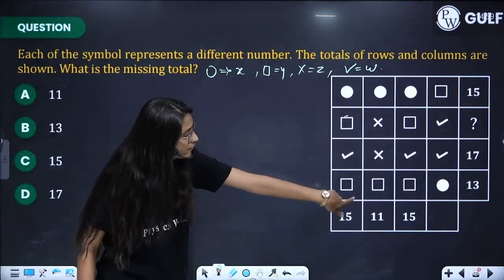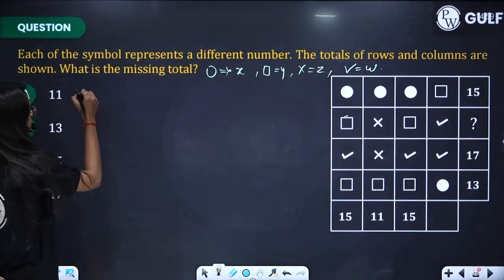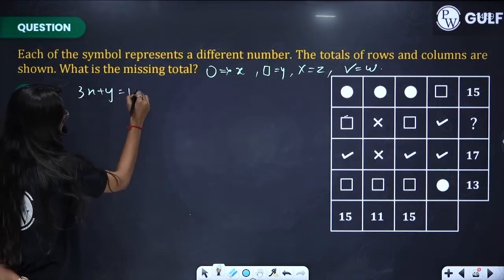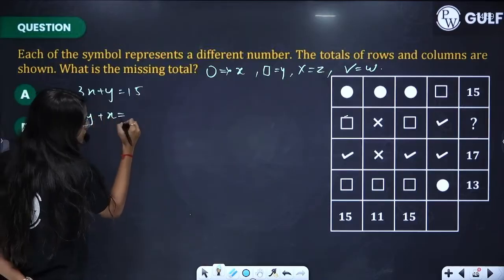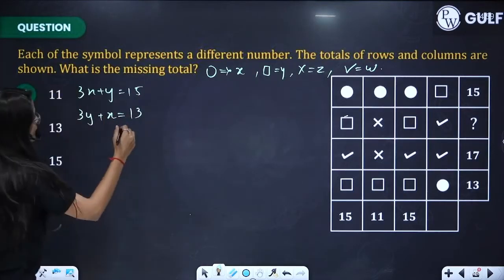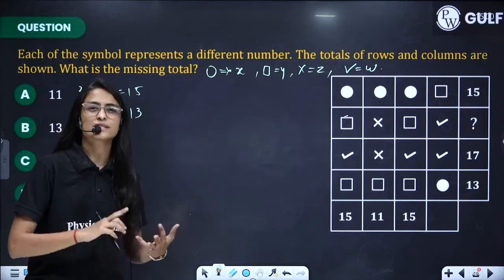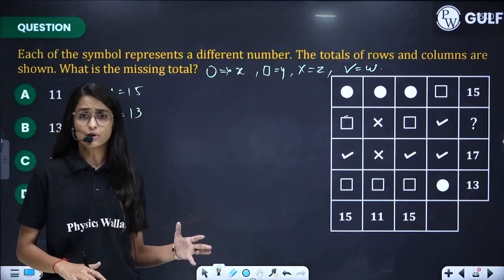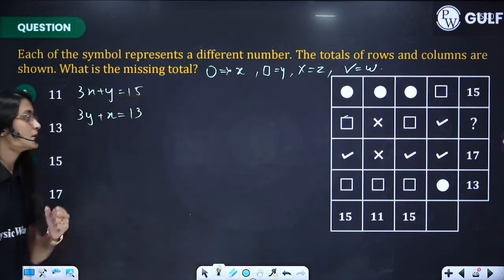So solving the first and third row, because it looks similar: 3x plus y, 3y plus x, it's kind of similar. So 3x plus y gives me 15 and 3y plus x gives me 13. You can solve them by using substitution, elimination, whichever method you want, or you can straight away add the equations, or straight away subtract the equations. See what you are obtaining.